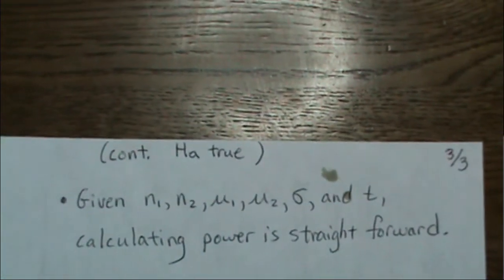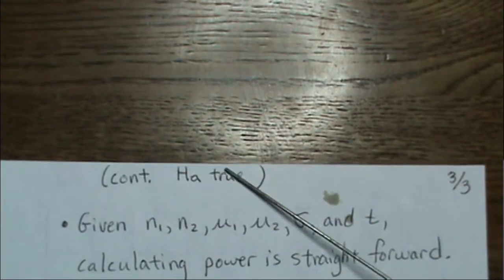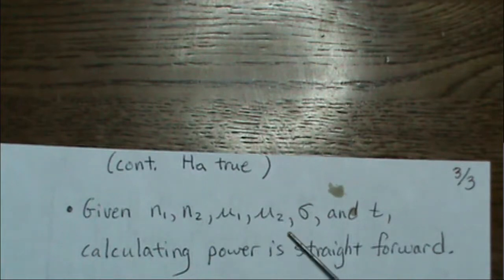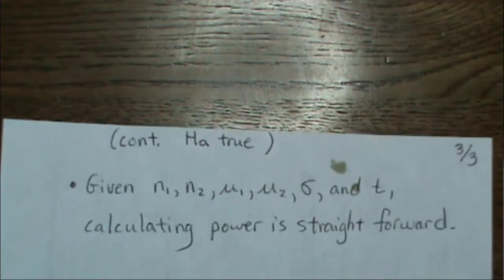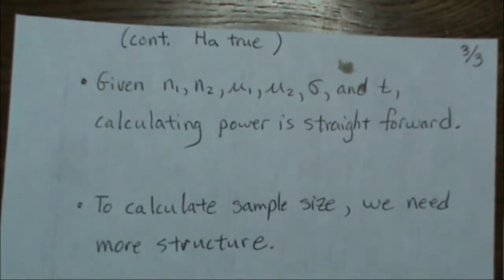So when we calculate power, and that means the alternative is true, if we're given the sample size and the means and the population standard deviation and the value of the test statistic, calculating power is straightforward. But it is not straightforward when we want to calculate sample size.